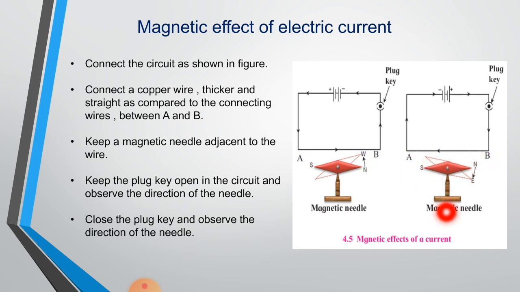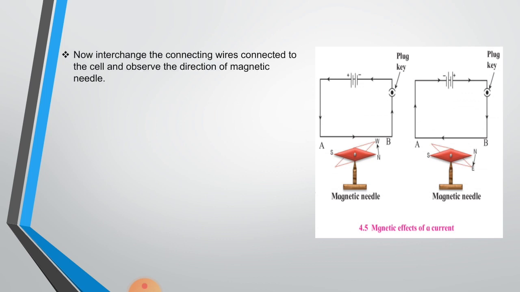Here also you can see the change: the north pole moves towards the east side, and here the north pole moves towards the west side. These are the differences which you can see in both situations. Now interchange the connecting wires connected to the cell and observe the direction of the magnetic needle. We have observed that the direction of the magnetic needle gets changed, from north pole to west and here from north to east.